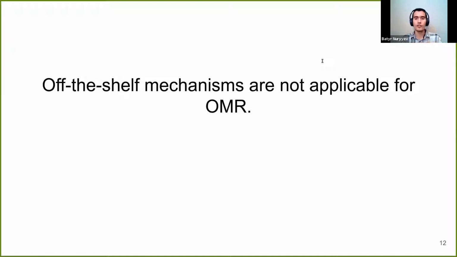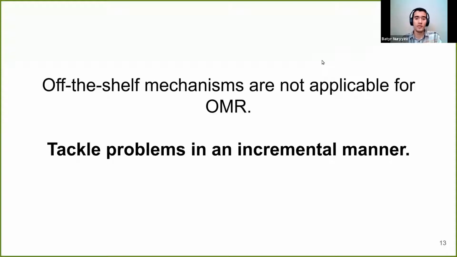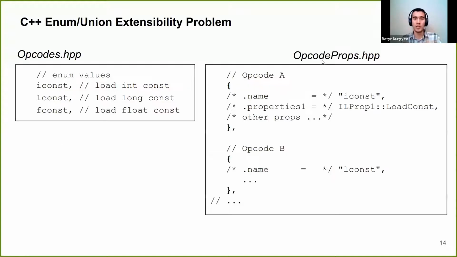So our goal was to try to redesign the system to overcome these challenges. While we turned to the literature for variability implementation strategies, we quickly realized that most of these require a large overhaul of the system or don't address all the challenges. So instead, we decided to tackle problems in an incremental manner: take one problem and propose a solution to it. We agreed to start with the C++ enumeration problem that I mentioned earlier.